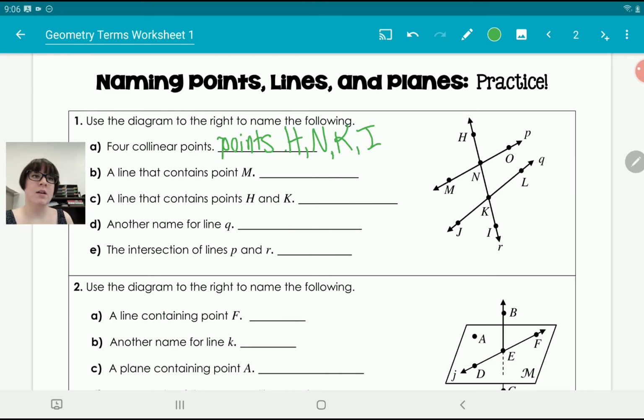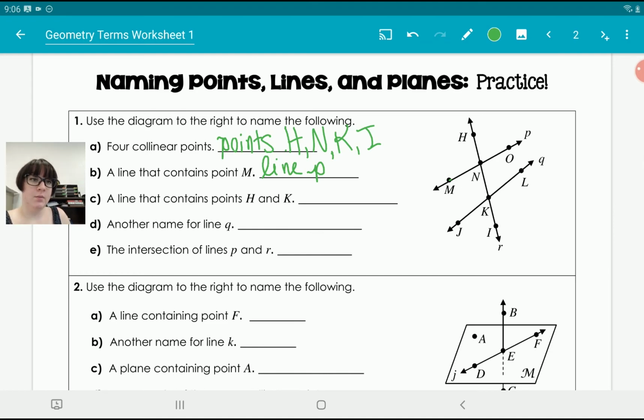B, a line that contains point M. So you can see point M is right here, and that is on this line. There's two ways we can label it. We can use 2 letters, or we can use the little script letter over here. I'm going to use the little script letter this time. So we're going to use line P. Okay, that's the one that contains point M.